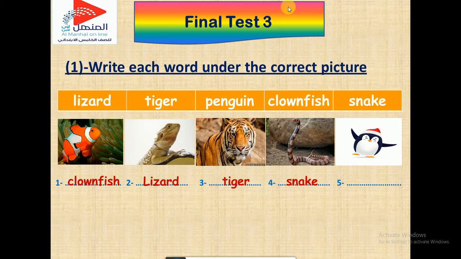The last one is one of the animals that likes to live in the cold areas, and it has a funny way of walking. Yes, that's correct. It's penguin. Alright, good job. So we have clownfish, number 2, lizard, tiger, snake, and penguin. Good job. Let's move to the second question.